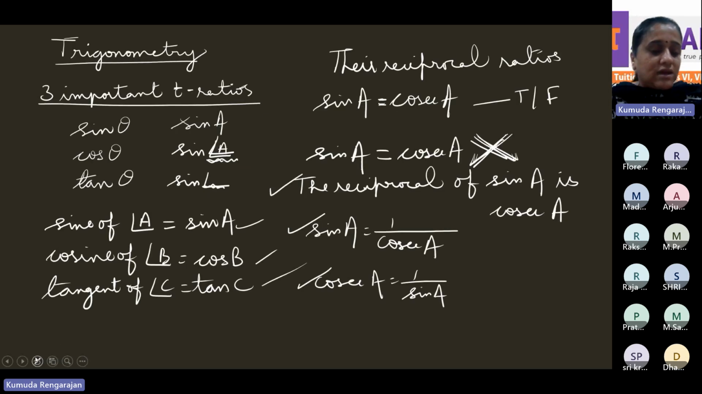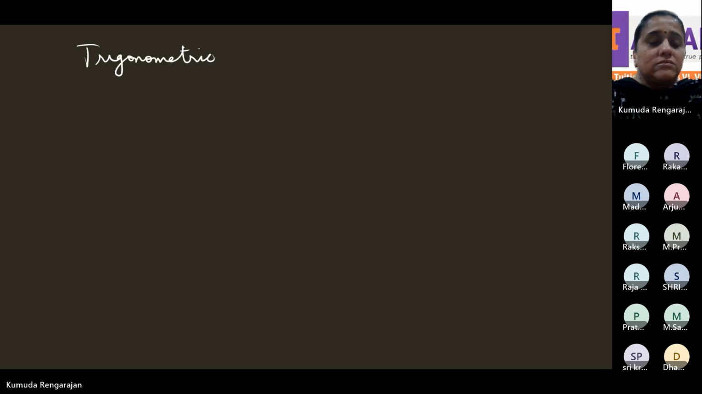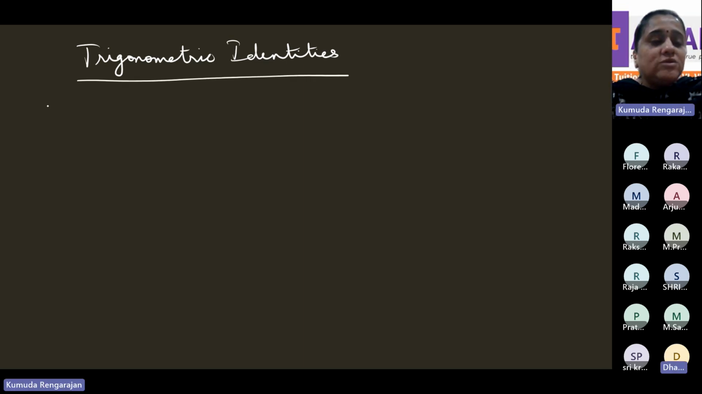So all this we saw in the first class, the introduction class to trigonometry. Now, coming to the 3 important trigonometric identities. Tell me in terms of angle C. Use angle C and tell me.